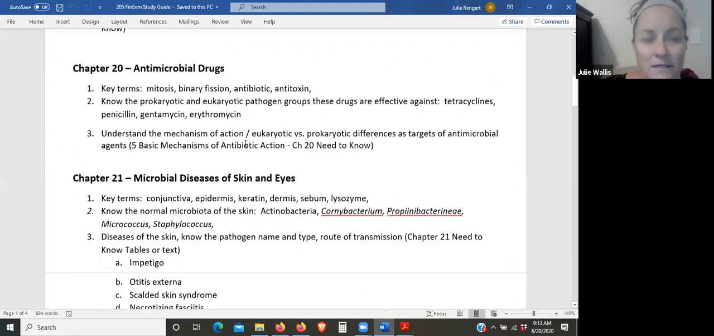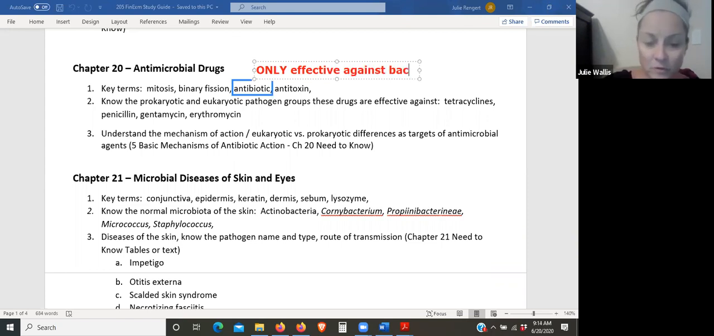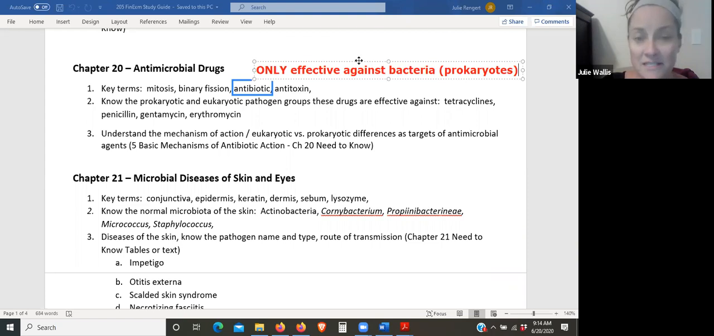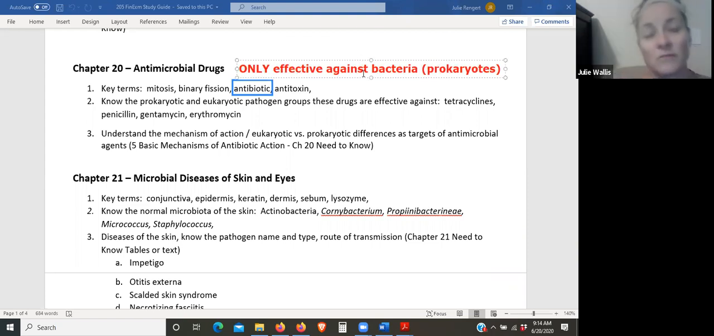For chapter 20, largely chapter 20 is what I was mentioning earlier, knowing that antibiotics are largely only effective against bacteria, which of course are also referred to as prokaryotes, so you might see either one of those. And then, like I was mentioning earlier, if it's asking about a specific disease, pay attention to the organisms that are listed as to what type they are.